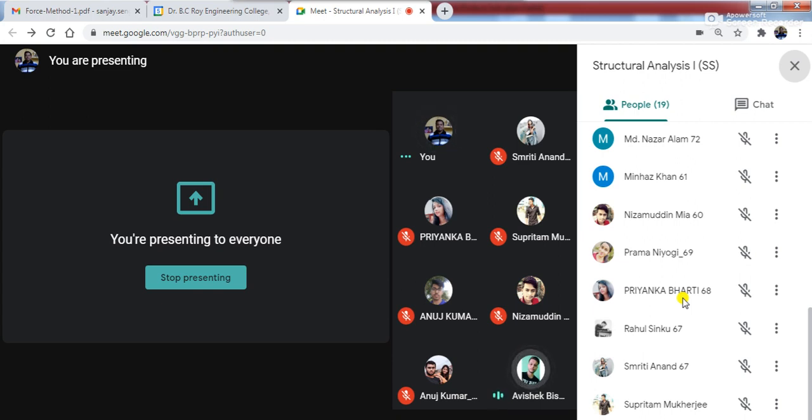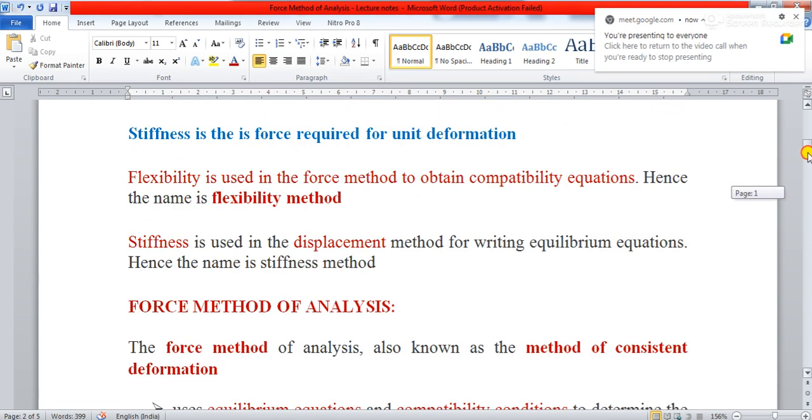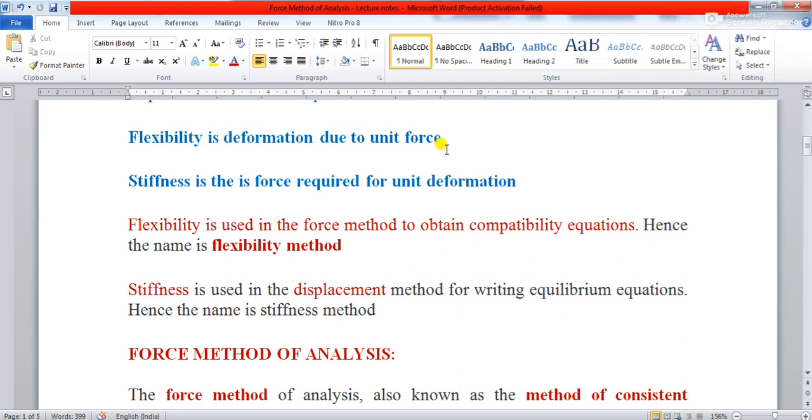Sir, because flexibility appears in the compatibility equation. No, see, I have explained what flexibility is. There is a difference between flexibility and stiffness, which I explained in the previous class. Flexibility is the deformation due to unit force.